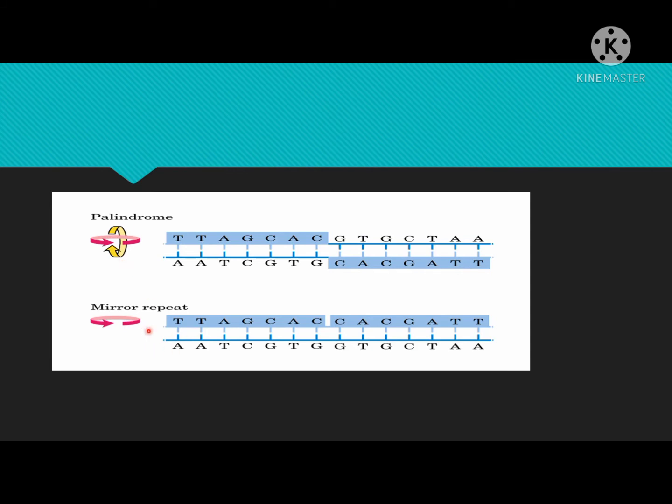This is just like a mirror image. See, TTA GCAC. Here also TTA GCAC. Mirror images. Here AAT CGTG. Here also AAT CGTG. These are mirror images. So the repeats can be of two types.